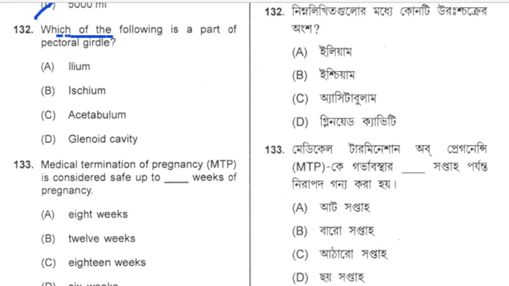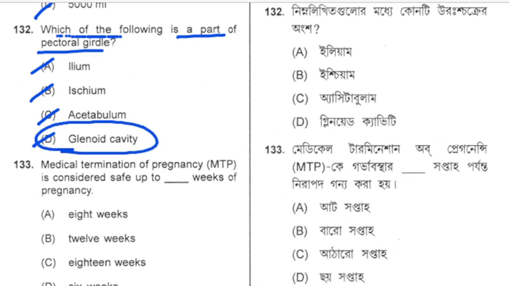Which of the following is a part of pectoral girdle? Ilium, ischium, acetabulum or glenoid cavity? So the correct answer is glenoid cavity. Glenoid cavity is part of pectoral girdle.